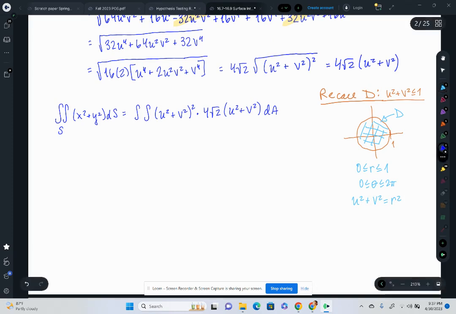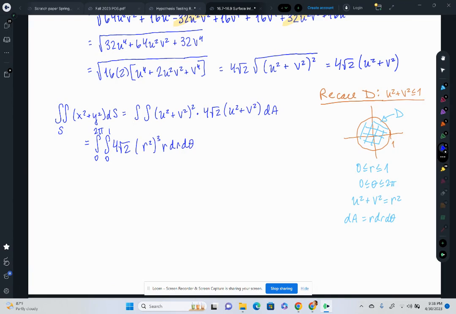Okay, let's go ahead and take care of this. Last thing, dA will be equal to r dr d theta. Okay, finally, this is equal to the integral from 0 to 2 pi, the integral from 0 to 1. I've got a 4 square root of 2. I have u squared plus v squared. I have 3 of those, so that's cubed. So I'm going to replace it with an r squared all cubed. And then the dA is r dr d theta. There's a lot of work just to get to there.